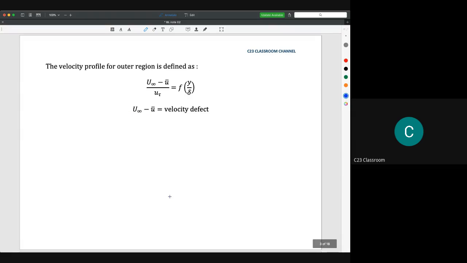Then we have another region which is called the outer region. The equation for this velocity is U infinity minus U bar over U tau, equal to the function of Y over delta. U infinity here is the free stream velocity, which means the incoming velocity, and the U bar here is the average velocity at a certain height or at a certain region. And U tau here is the velocity that is affected by the shear stress.